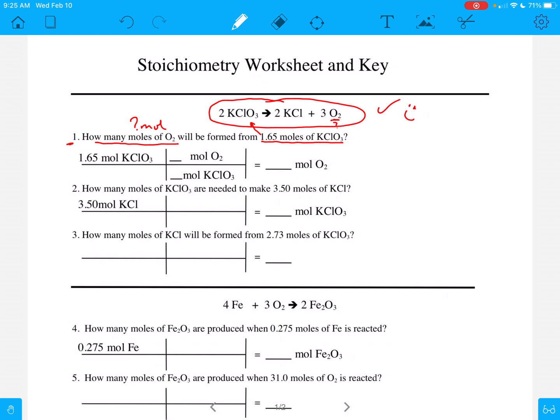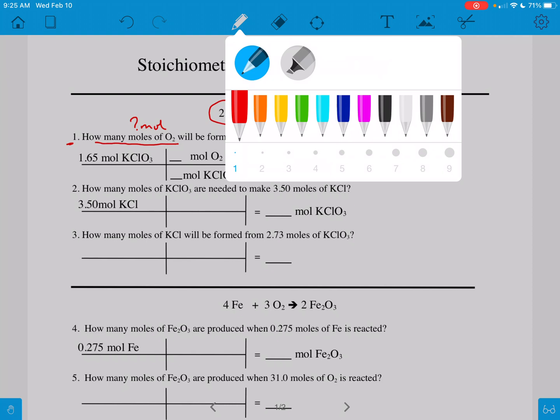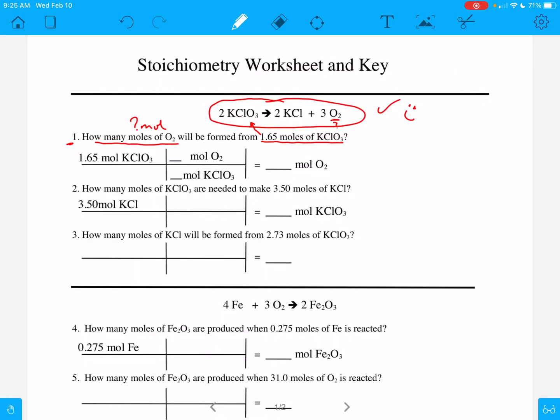And I need to know the mole ratio. If I've got moles on top and moles on bottom, I know I'm looking at a mole ratio. What is the relationship between oxygen and KClO3? Clearly there are 3 moles of oxygen for every 2 moles of KClO3, so it's a 2 to 3 ratio. That's 3 moles of oxygen and 2 moles of KClO3. That's my mole ratio. After that, all I have to do is solve it.